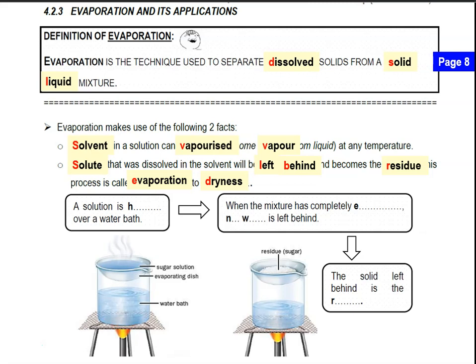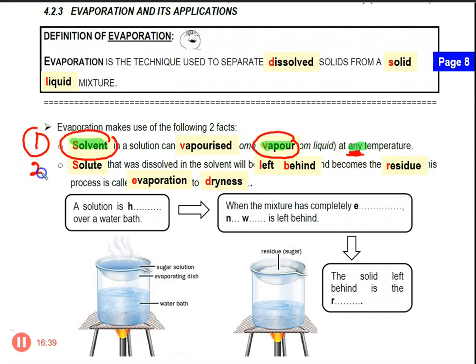So basically, evaporation makes use of two facts. You may want to take note of this. The first fact is that the solvent can become a vapor at any temperature. So you may want to highlight these words: solvent can become vapor at any temperature.